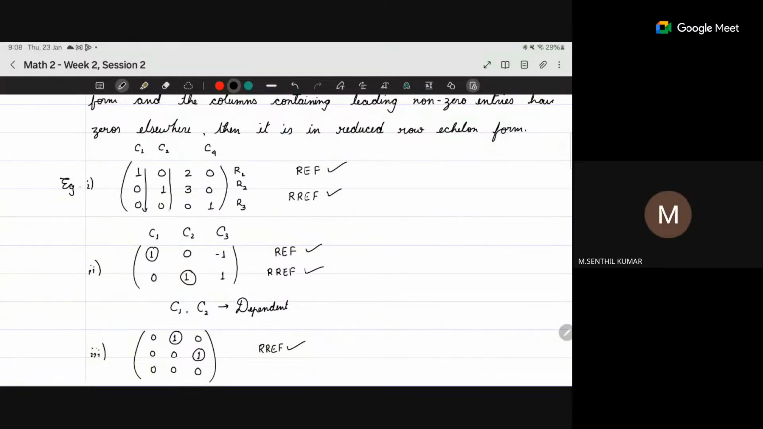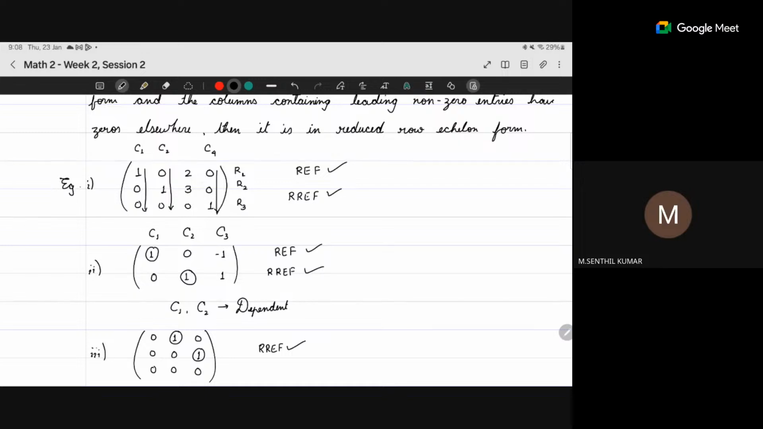Look at its corresponding column. It has zeros elsewhere. Okay, right? Look at the third row. Look at its leading entry, which is the last entry. Look at the corresponding column. It has zeros elsewhere. This and this are zeros. So this is in RREF.